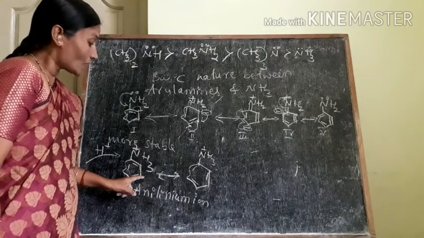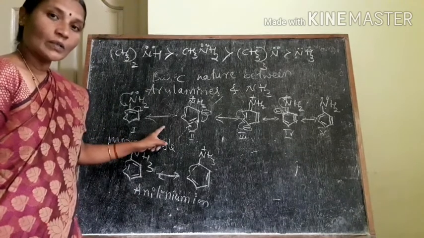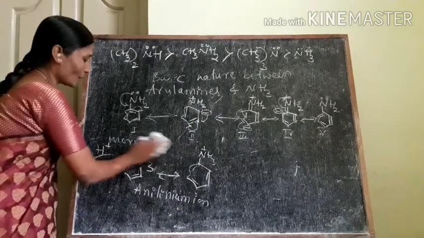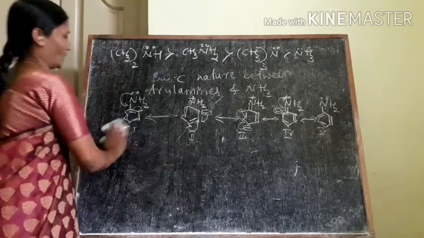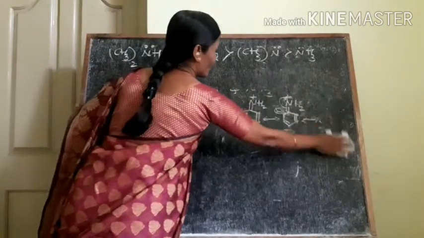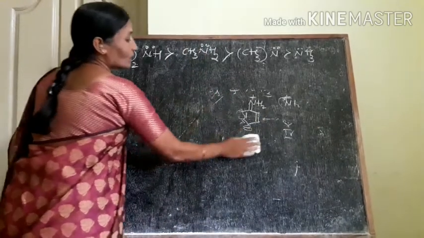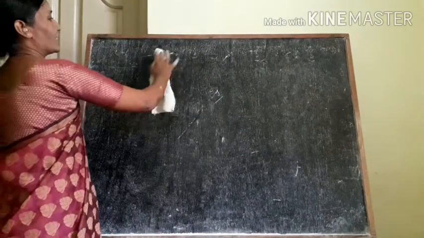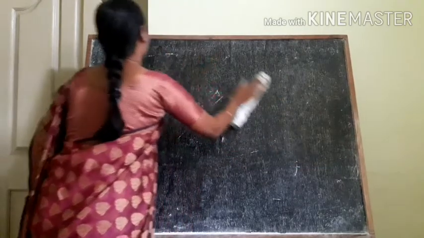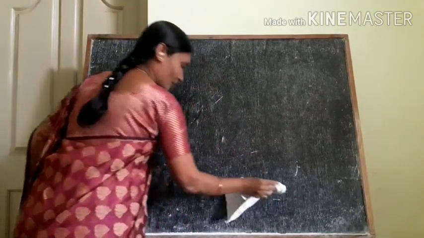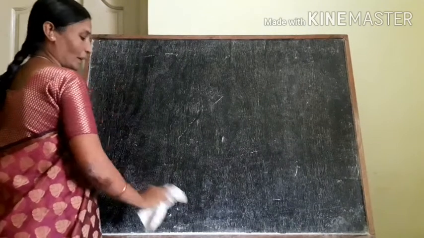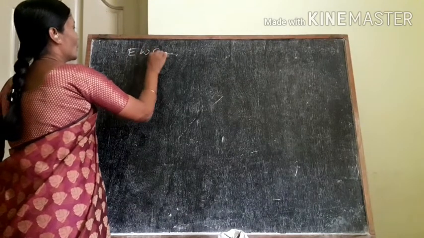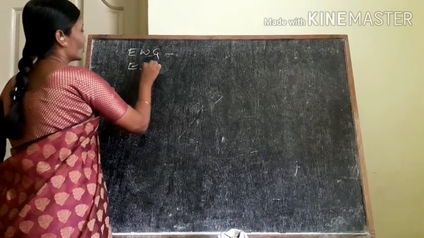Anilinium is less basic, aniline ion is more basic. This is because of more resonating structures, more stable, more basic in nature. Okay, so this is about the different varieties of basic nature of amines. Main basic nature of amines is said to depend on two factors. One is electron withdrawing group, another is electron donating groups.